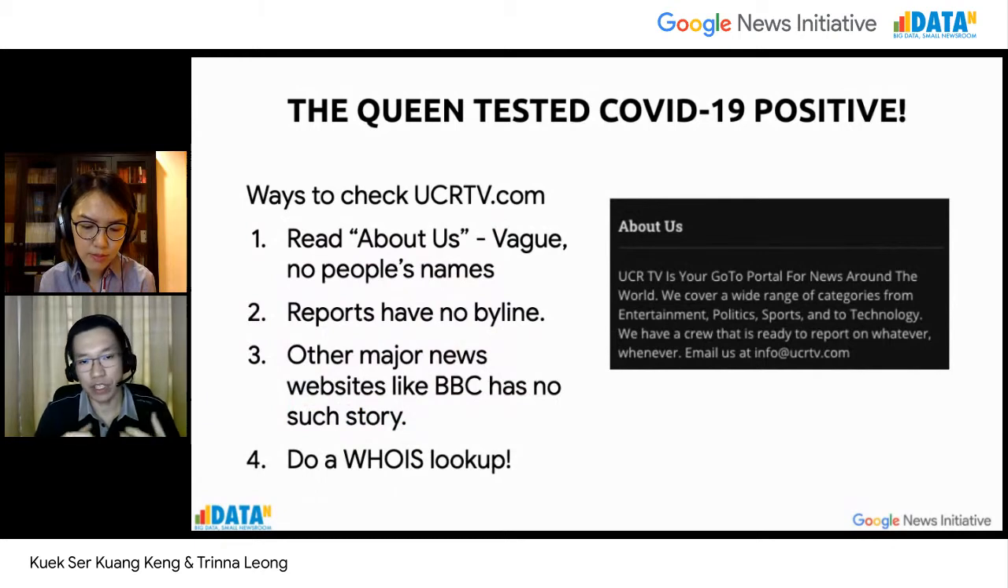So I first, just like everyone else, have a look at the About Us part of the website, right? I want to know who are the people behind the website, whether this is a legitimate website. And then the description at the About Us section is very vague, right? There's no name. The report has no byline. It doesn't even have a date and time. We don't know when it was published.